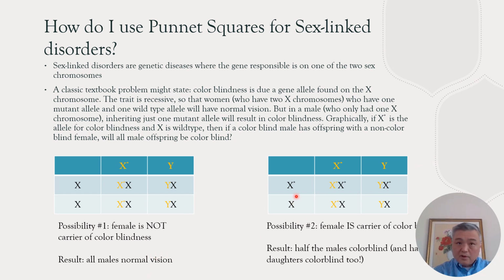However, if the mother is a carrier, and you just look at the males, you're going to see now that one of the male offspring will be colorblind with the X star, and the other one will have normal vision. So half the males will be colorblind. As a side note, if you look at the females, one female inherits two colorblindness alleles, and she will actually be colorblind as well. Her sister will have normal vision.